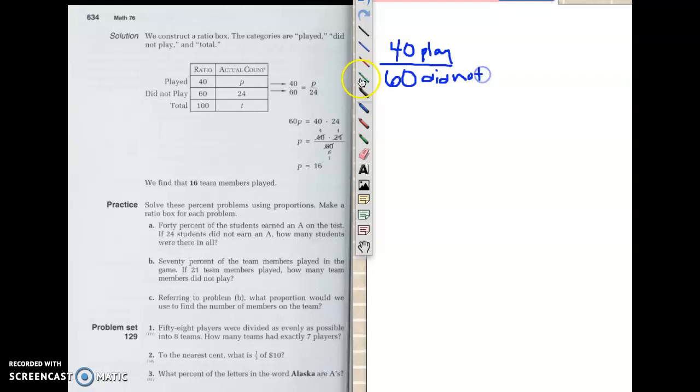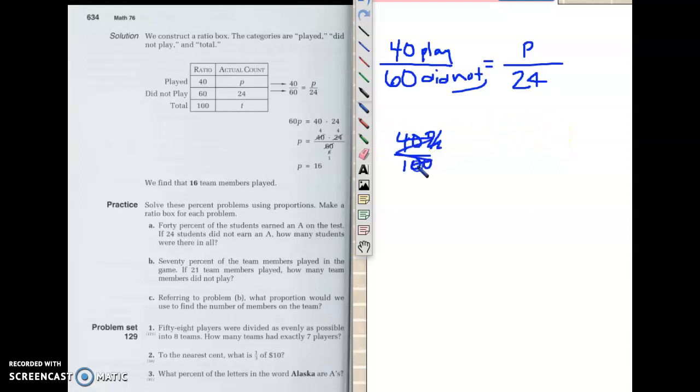So again, we're looking for that total. We know that we're looking for 40%, which is 40 out of 100, right? So 40 out of 100. So to get there, we know that if 40 played, that means that 60 did not play. So let's go ahead and set up your next ratio. We don't know how many played. That's my unknown, right? We do know that 24 did not play.